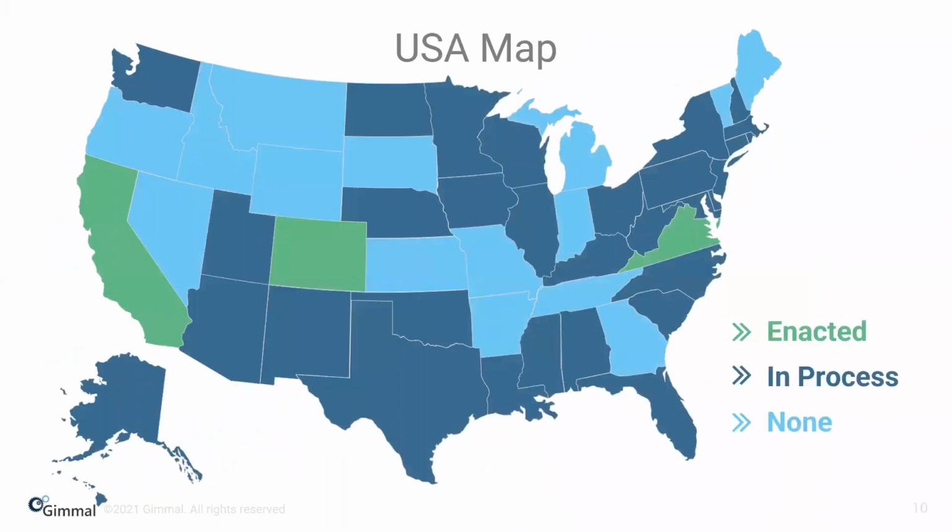Here's the US map. The states in green are already enacted, and the ones in dark blue are obviously the ones that are in process. And right now there's none for these states in light blue, but once again, that doesn't mean that you shouldn't be paying attention to this. You might want to be ready and even contact people within your legislature, find out where they are in this process to see how soon something is coming for you.